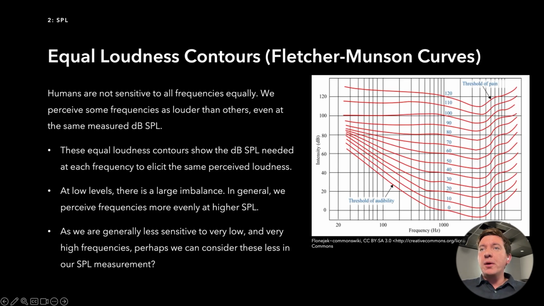So you jump up to, say, the 80 phon line, in the middle of the plot, and you can see there's only a few dB in it from the lowest end of the frequency spectrum up to the mids and the top end. So yeah, we are far more balanced in our sensitivity to frequencies across the range when we're listening at level.